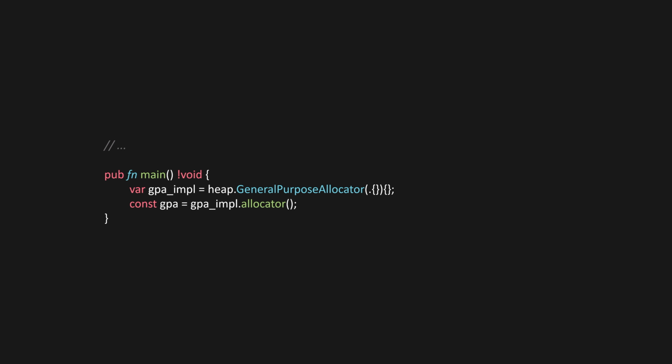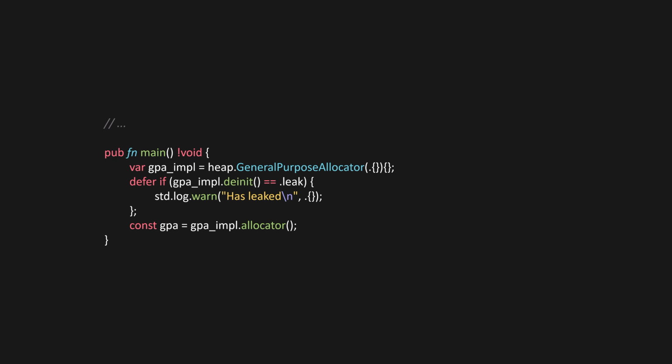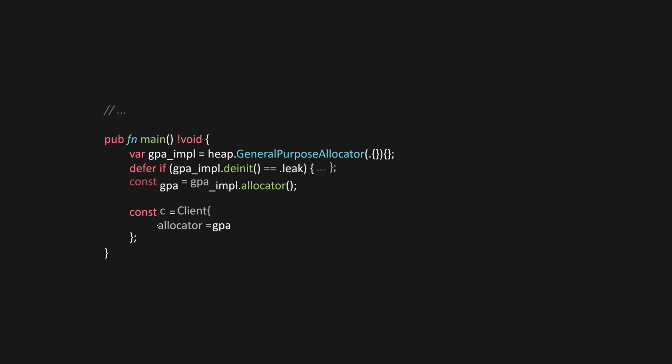The deinit function provided on the general purpose allocator returns whether a leak was detected or not. We can defer the deinitialization of the allocator and, using an if statement, log to the terminal whether a memory leak was detected. With the allocator set up, let's create an instance of client.